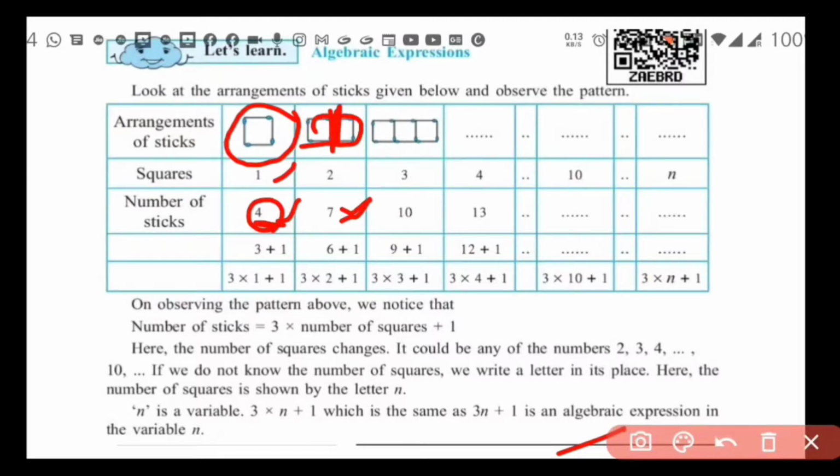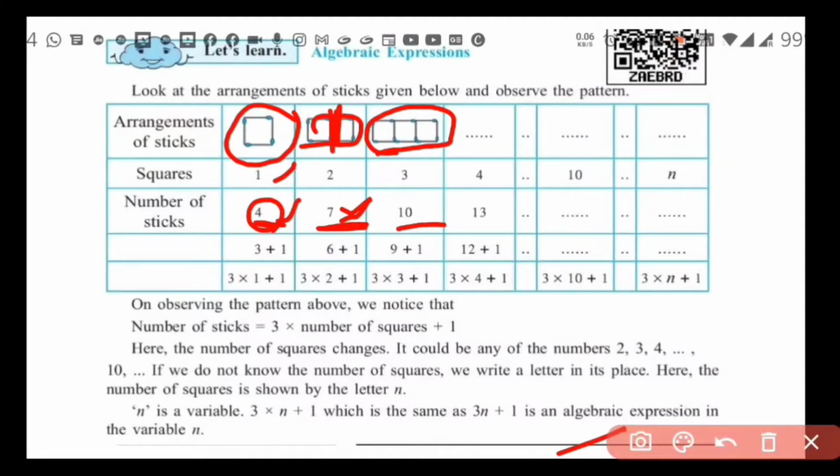That means every time one more square is added, 3 sticks are added. If you see here in the third column, one more square is added, so the number of squares is 3 now. As the number of squares is 3, 3 sticks are added to 7, we get 10 sticks. So in this way, when we keep on increasing the number of squares, the number of sticks increases by 3.